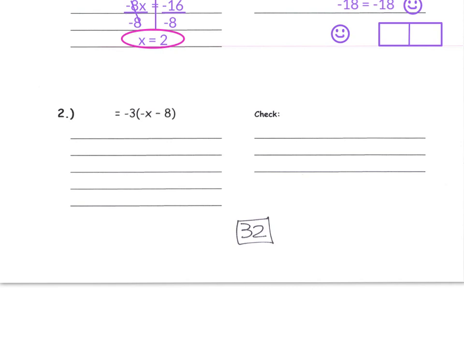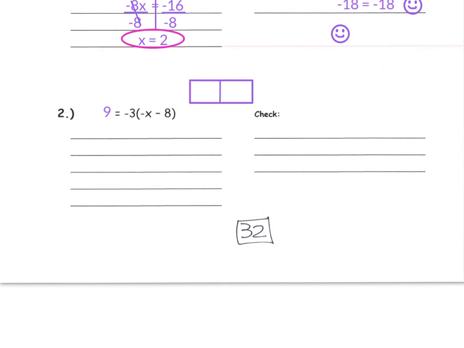Okay, so number 2, we're missing a piece of this equation. So I want you to start by writing in 9 equals negative 3x minus x minus 8 is in parentheses. So my first step is to look for those parentheses. I do see them. I have a negative 3 that needs to be multiplied by the negative x minus 8. So we're going to need an area model.